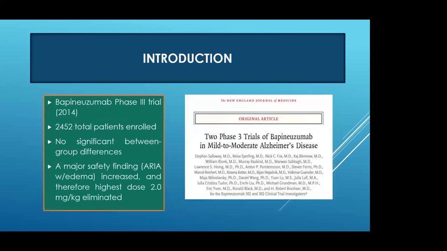Another study was a phase 3 trial with the same medication that happened in 2014. Again, this one was a little bit more representative. 2,452 people were enrolled. Again, there were no significant between-group differences, and the primary outcome was not demonstrated. But again, the major safety finding was amyloid-related imaging abnormalities with edema, and of course, the majority of those were in patients receiving bapineuzumab.